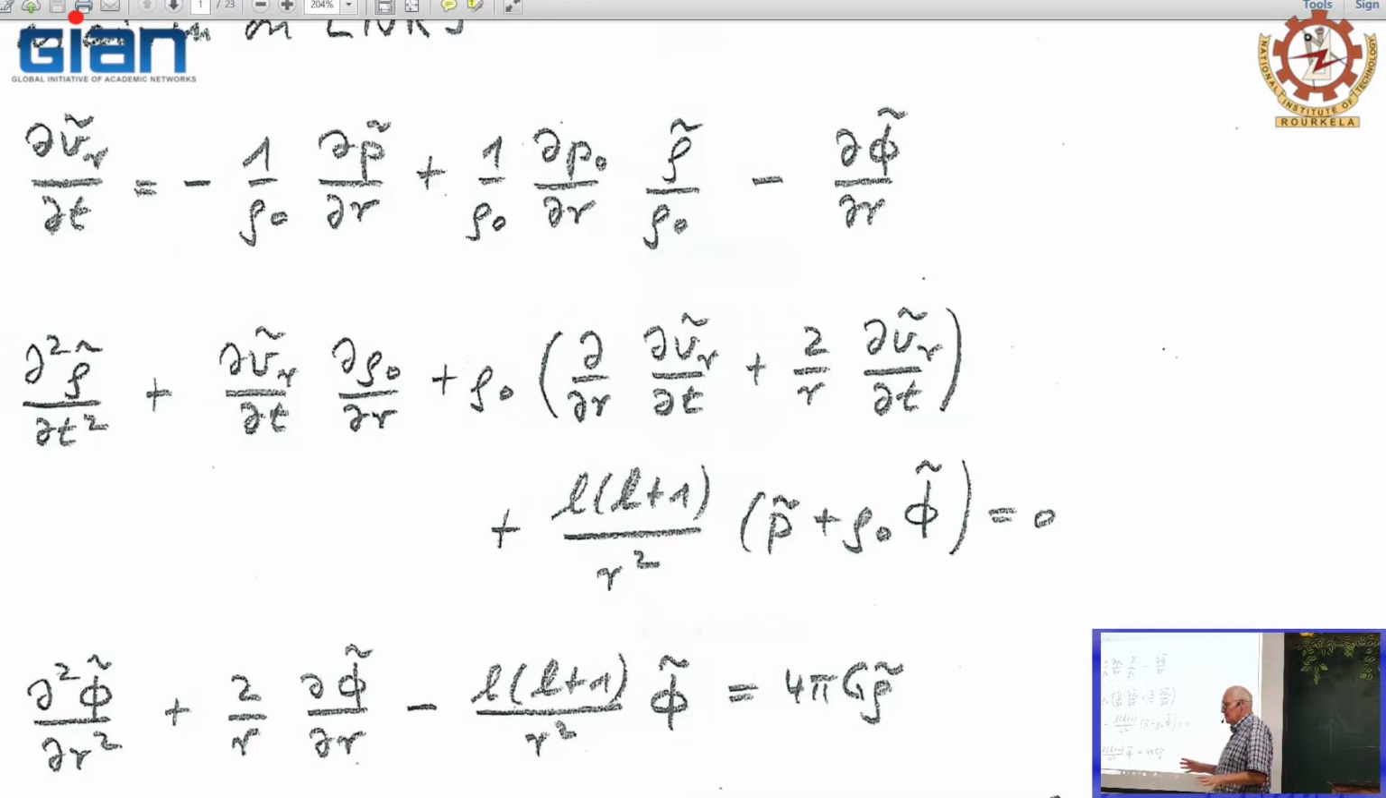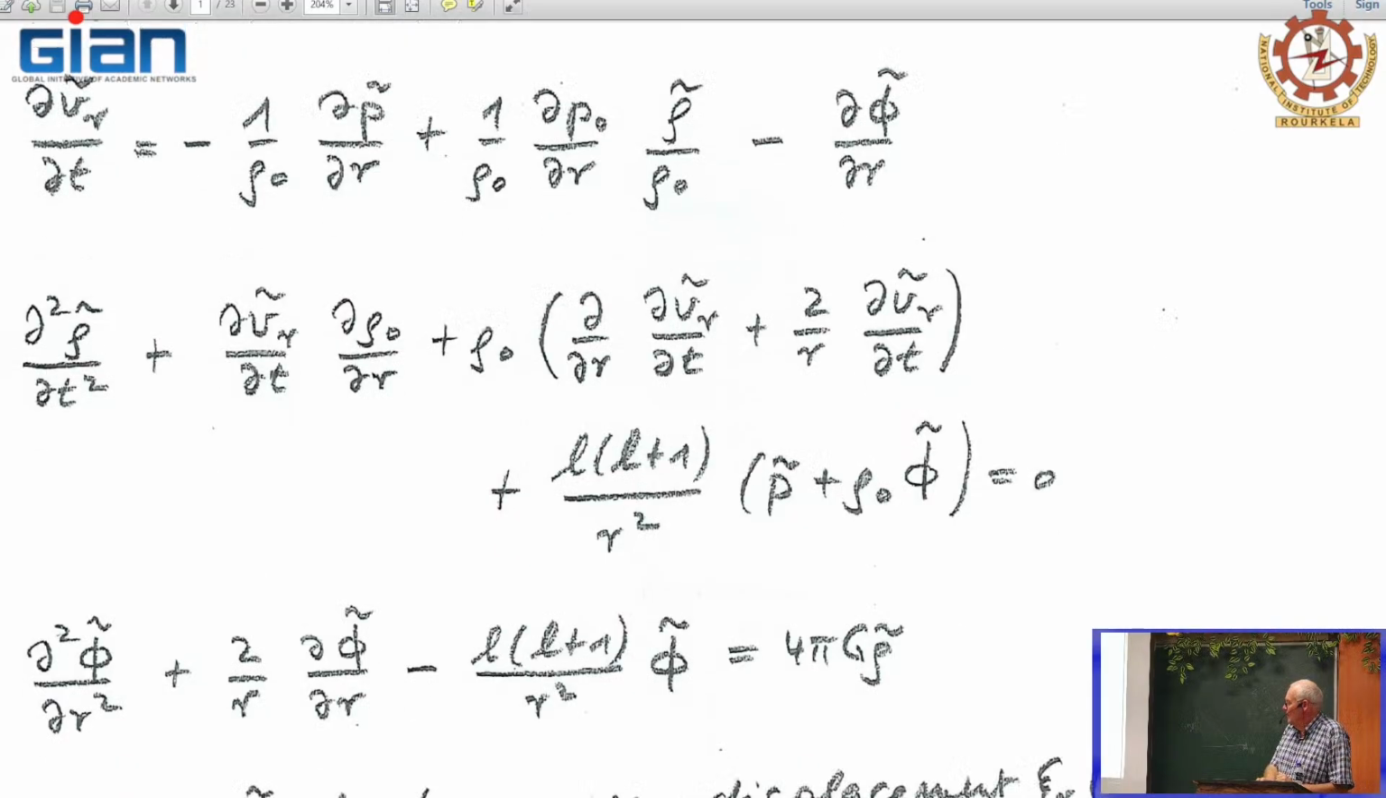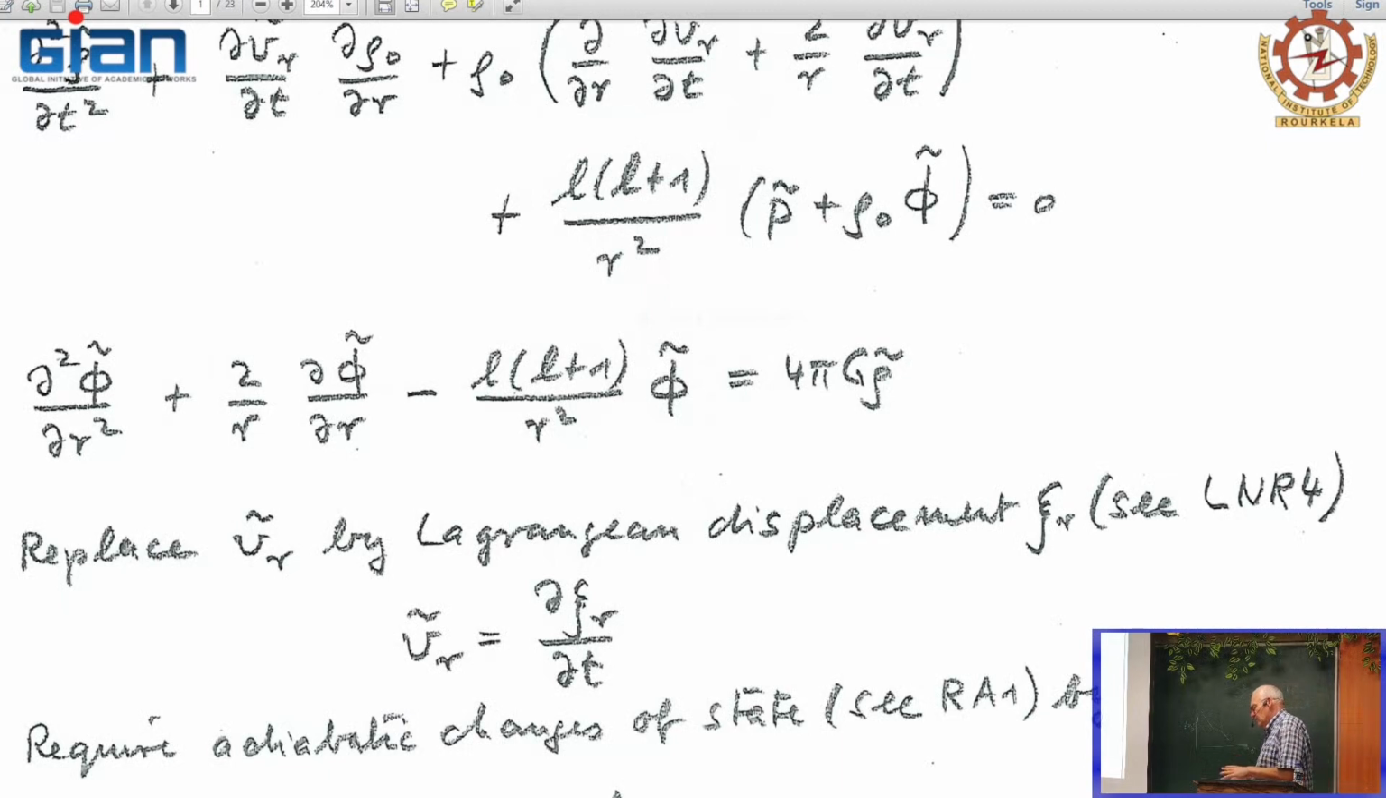Okay, thermal equations are not necessary here because we want to deal with adiabatic changes, so we can abandon both the energy conservation equation and the energy transport equation. These are the four equations, with one being second order, and so this is the fourth order system governing adiabatic linear non-radial pulsations.